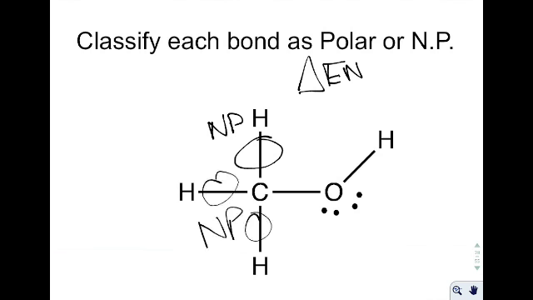Now, the difference between carbon and oxygen is sufficient that it could be classified as a polar bond. So we're going to classify that as a polar bond. And oxygen and hydrogen could be classified as a polar bond. So if you look at it, we've classified all the bonds here as polar or nonpolar.